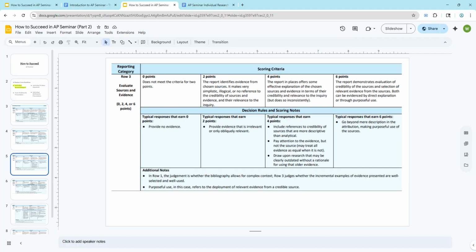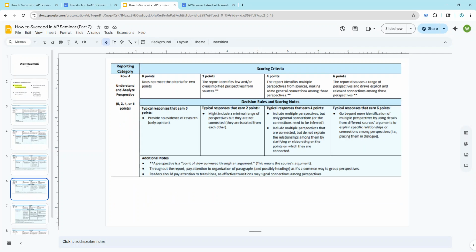Row 3. Evaluate sources and evidence. 6 points. The report demonstrates evaluation of credibility of the sources and selection of relevant evidence from the sources. Both can be evidenced by direct explanation or through purposeful use. Typical responses that earn 6 points go beyond mere description in the attribution, making purposeful use of the sources. You want to make sure you have thorough synthesis of different kinds of perspectives.